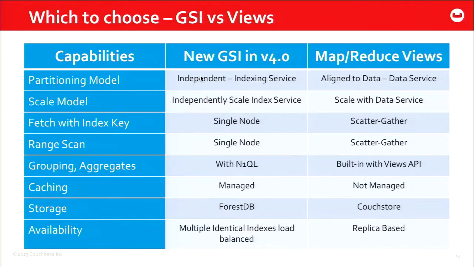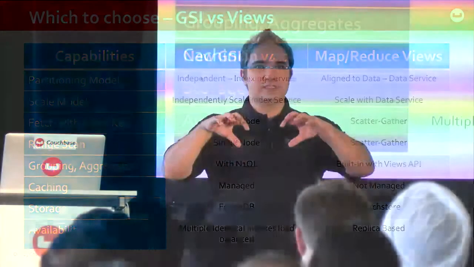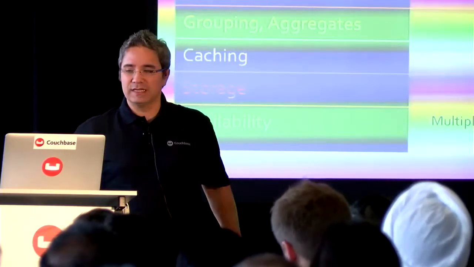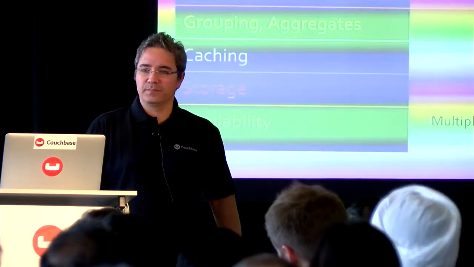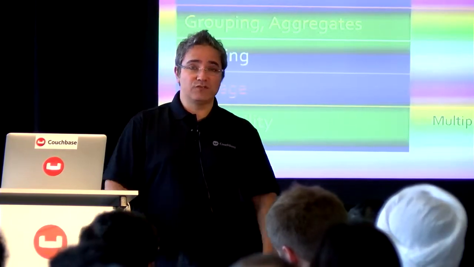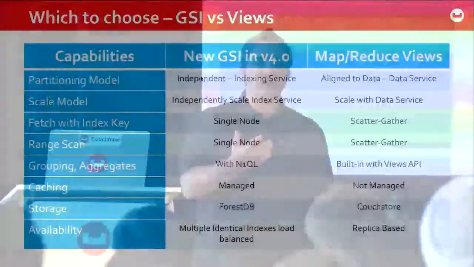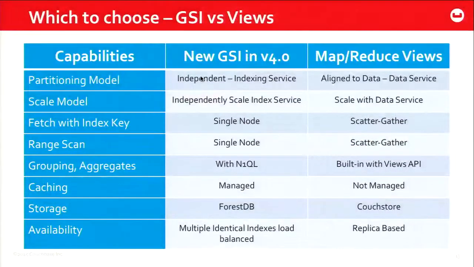Second slide I want to show you is about the capabilities of the two. This is a little more, not the workload, but what it actually kind of does when it comes to GSI versus views. How do we actually differentiate? And partitioning model is the most important one at the top. So again, I've repeated this a couple of times, but views are partition aligned to data. So if you've got 50 data nodes, you're going to get 50 partitions of the view that are kind of aligned to each partition of the data service node.